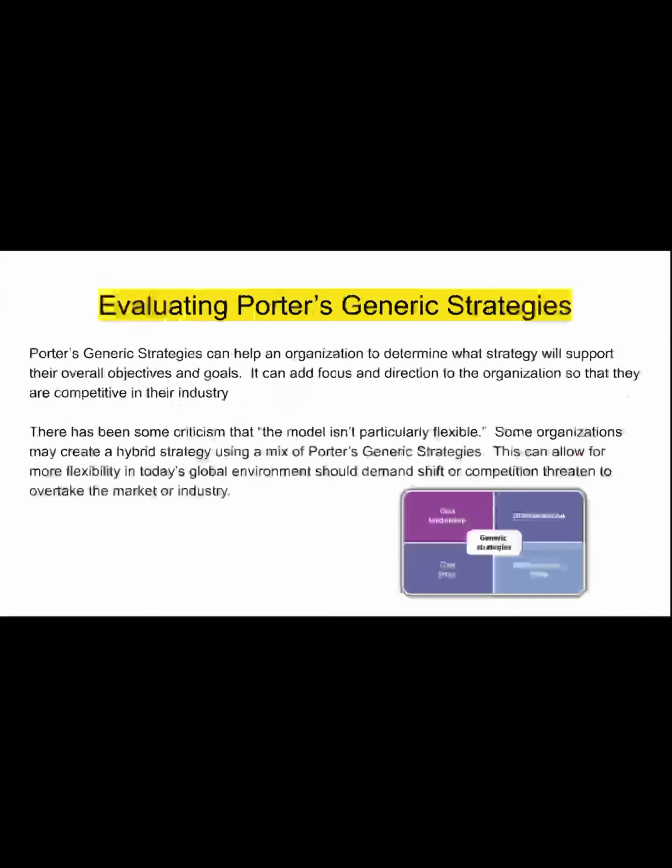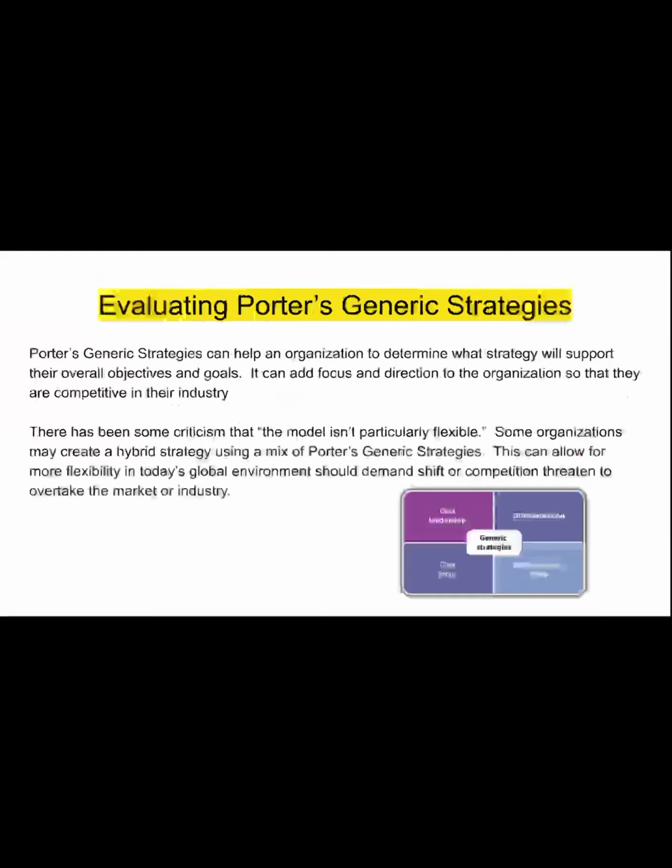When looking at Porter's generic strategies, it can help an organization determine which strategy will support the overall goals and objectives, and it adds focus and direction to the organization so that they can be competitive in their industry, regardless of what their target market and products are.